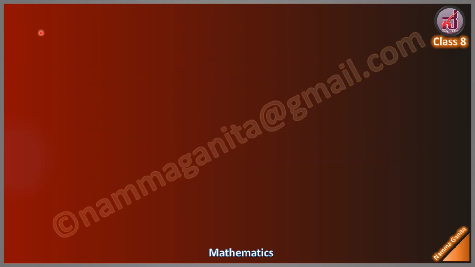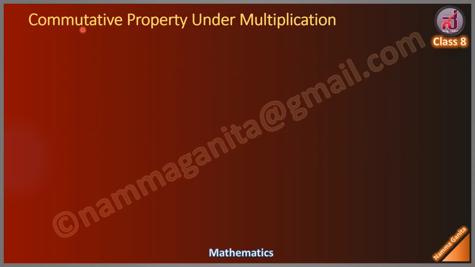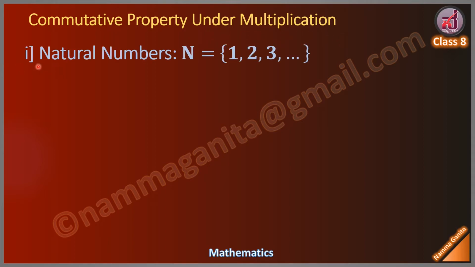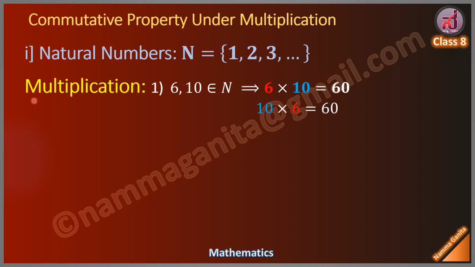Dear children, today we will learn about commutative property under multiplication. Commutative property under multiplication. Consider the set of natural numbers. N is equal to 1, 2, 3, 4 and so on. Multiplication. Consider the first example.